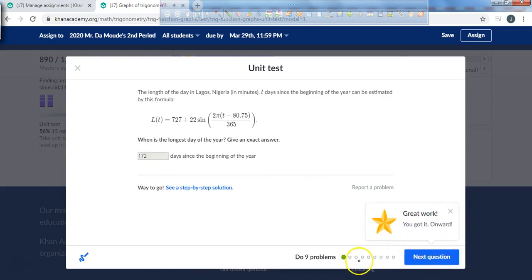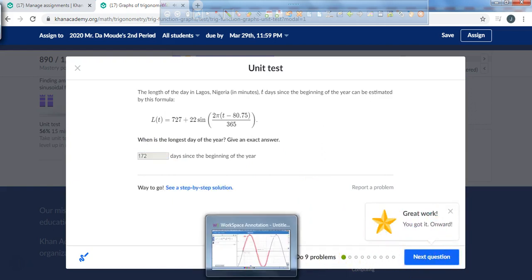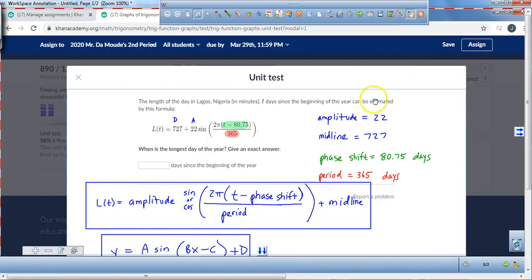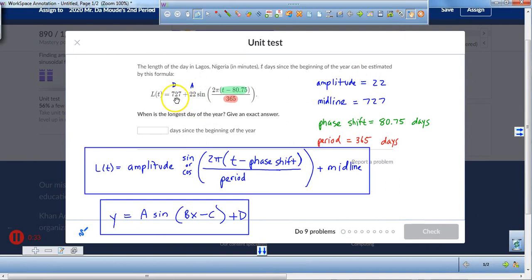So quick little review before we move on to our next question. Let's go back over here. Let's identify different pieces. That 727 represented the d value. Even though it was up front, it's still the d value. The amplitude is the absolute value of the a value, which is 22. This part right here helps give us our phase shift. It's what number you'd have to plug in there to get this part equal to 0. And the period is just that number in the denominator, and that'll help you when you're trying to problem solve.